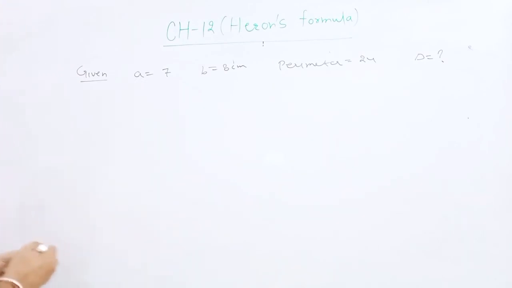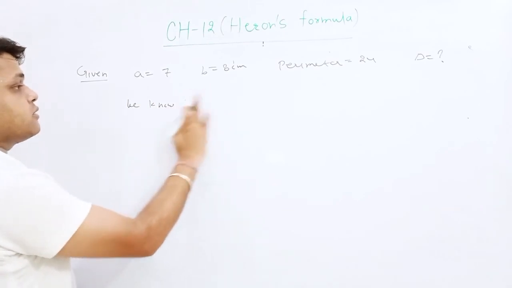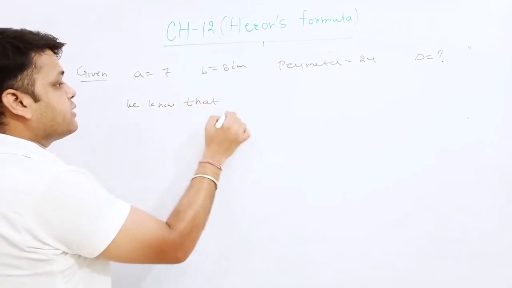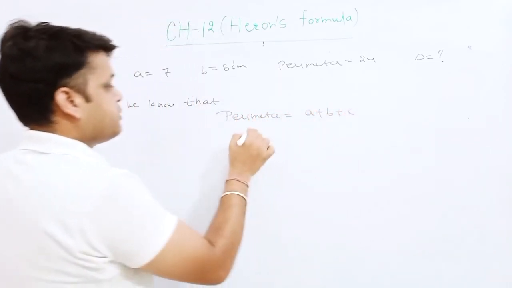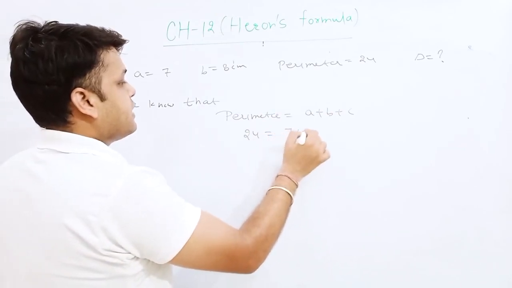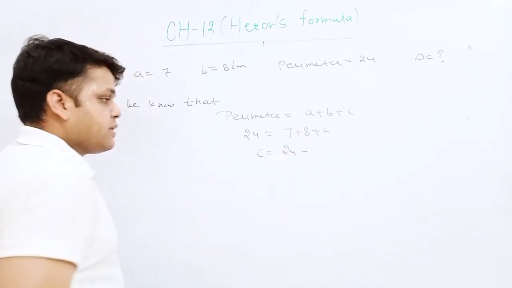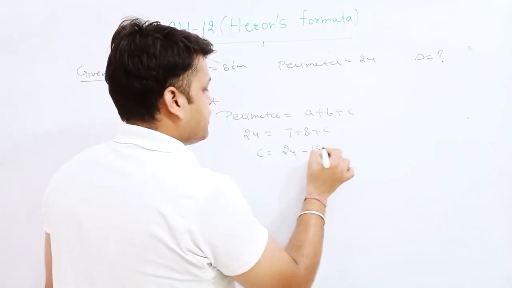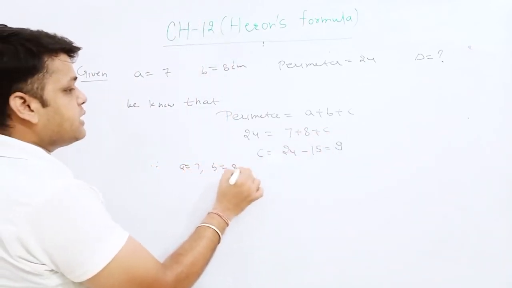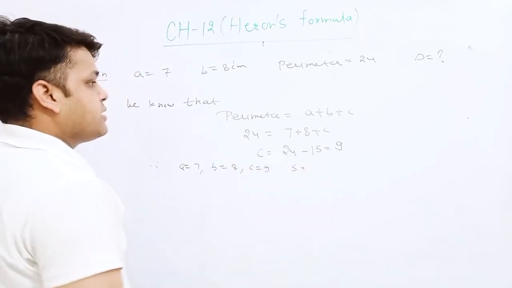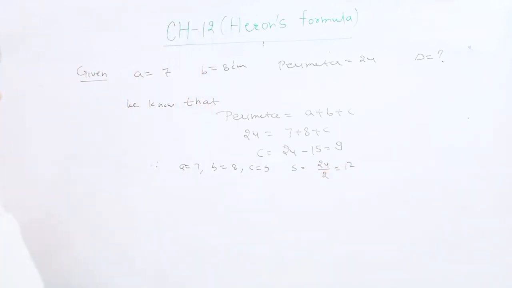So we know that perimeter is equal to a plus b plus c. It means 24 is equal to 7 plus 8 plus c. So here we get c is equal to 24 minus (7 plus 8), 15, means 24 minus 15, which is 9. Hence a becomes 7, b becomes 8, and c becomes 9, and the semi perimeter s becomes perimeter by 2, 24 by 2, which is 12.